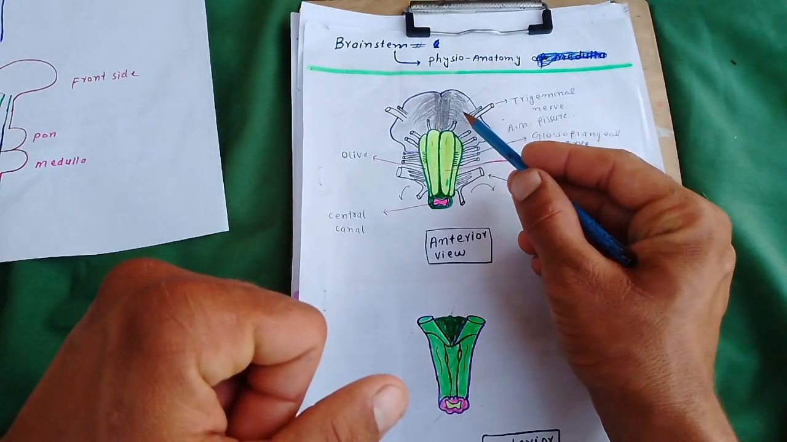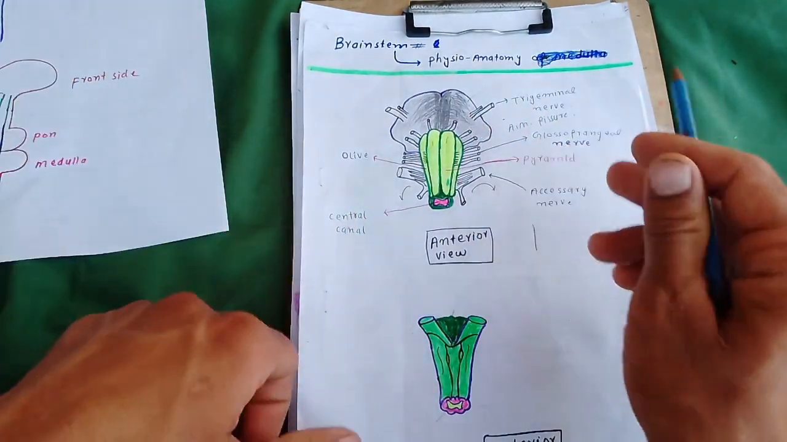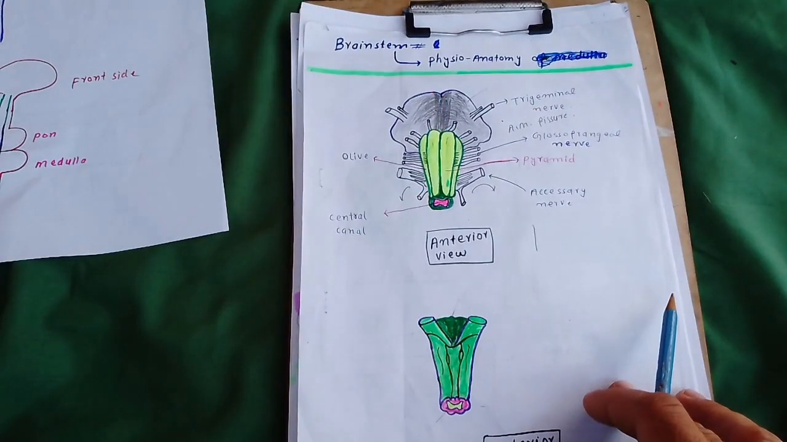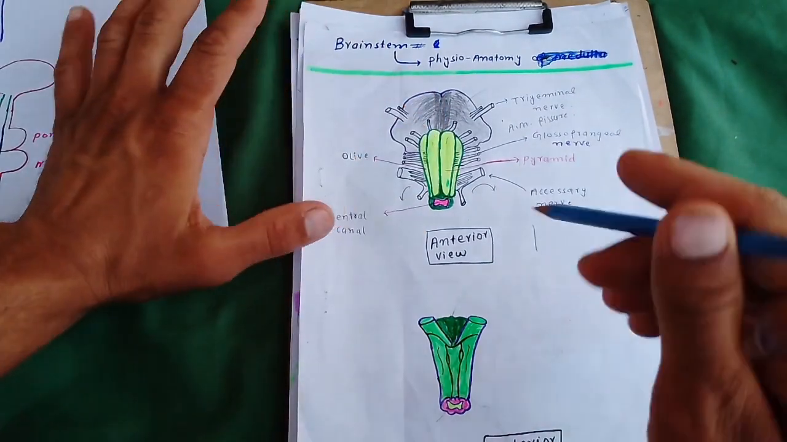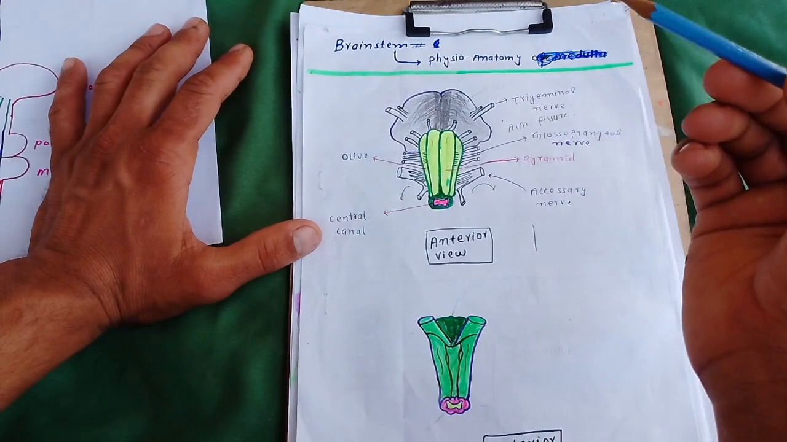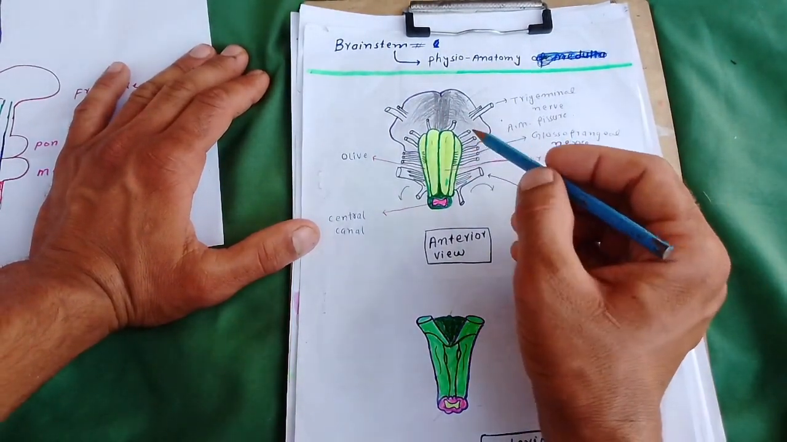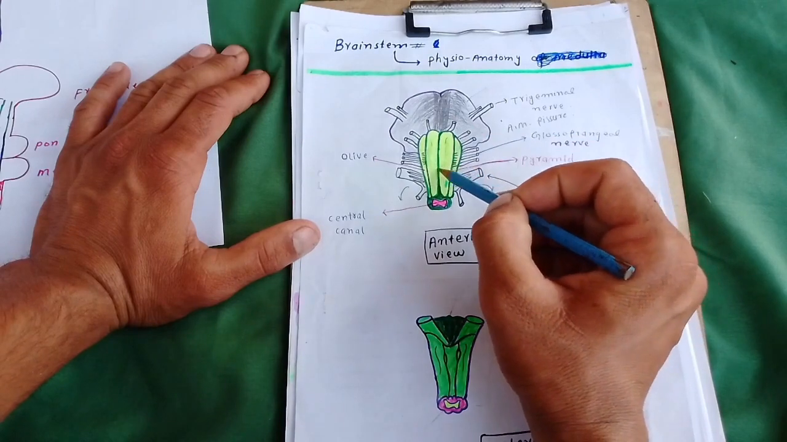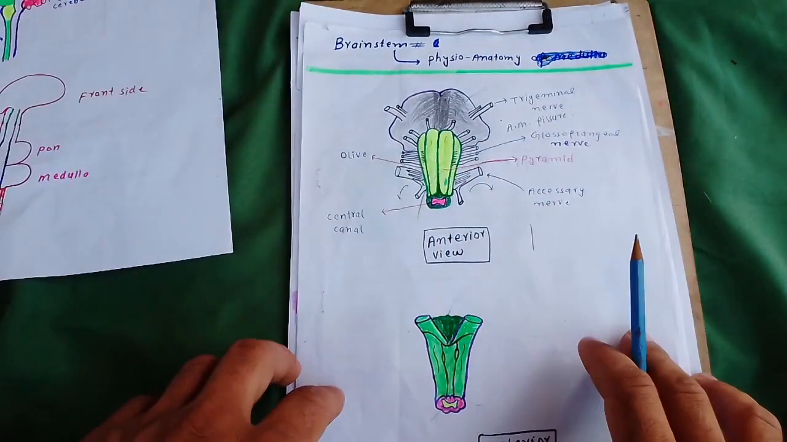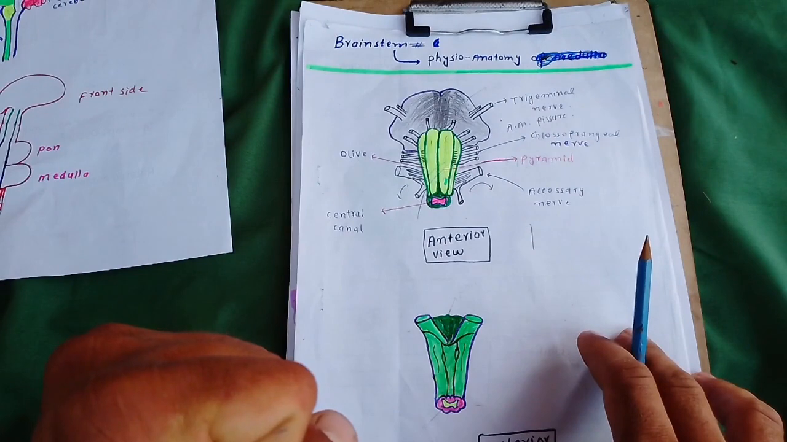This one is the trigeminal nerve, which is derived from the pons. Okay, so this is the medulla. Here I skipped one nerve, the vagus nerve. The most important nerve is the vagus nerve, which is derived from the medulla. Okay, so this is the anatomy of the medulla.